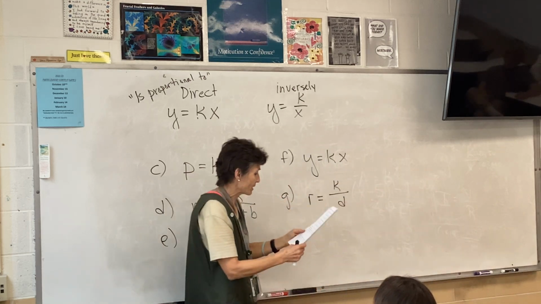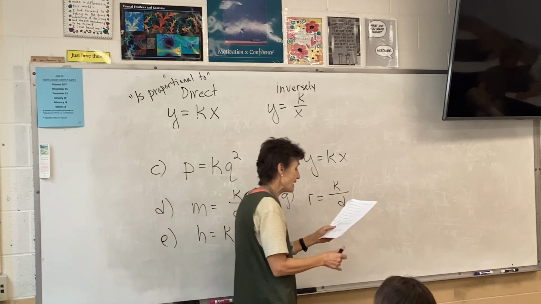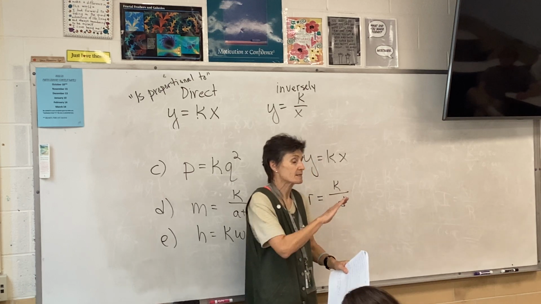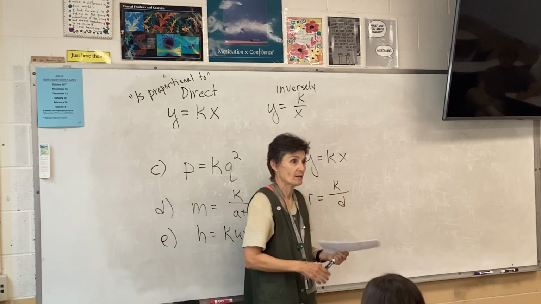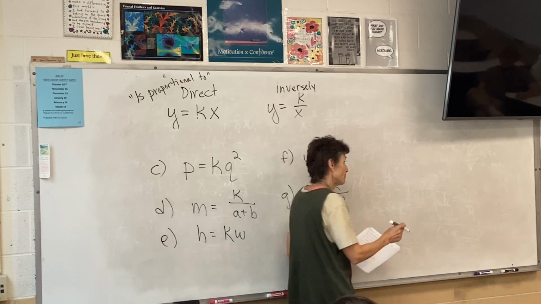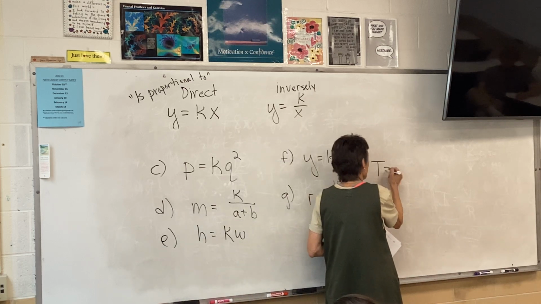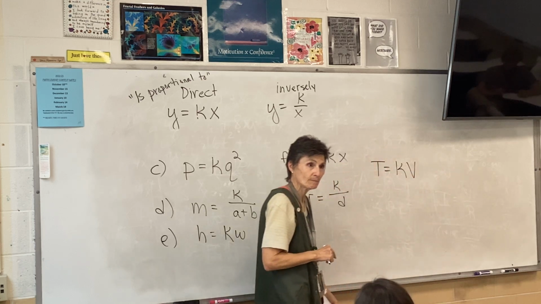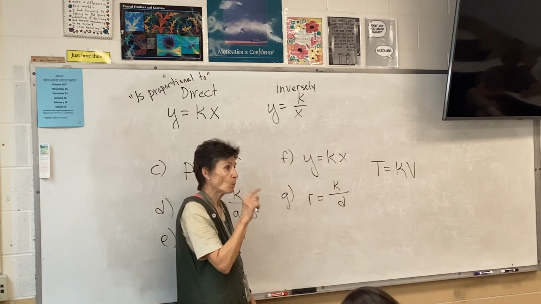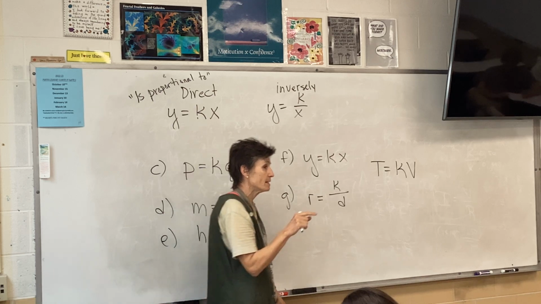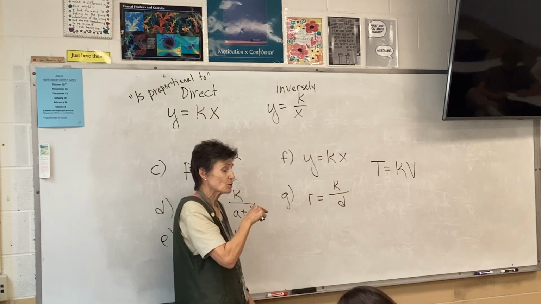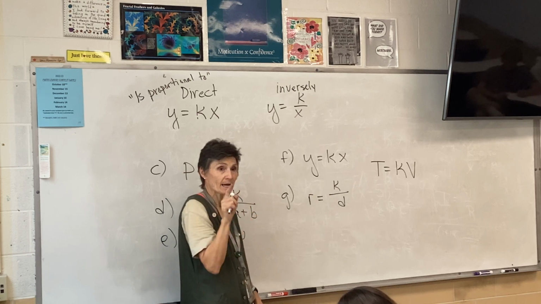All right, here we go. Number 2A. Temperature is directly proportional to volume. Stop right there and write the equation. Temperature varies directly as volume. Isn't that my equation? Because when they vary directly, it's K times. So temperature varies directly as volume.